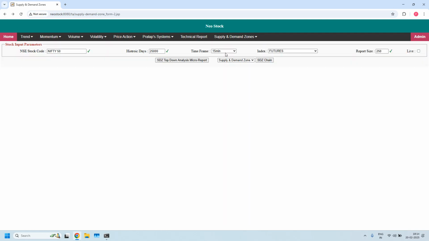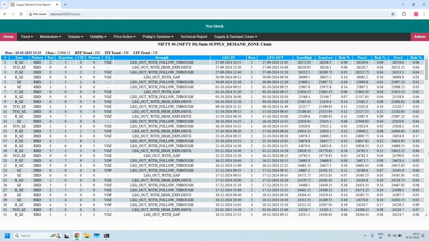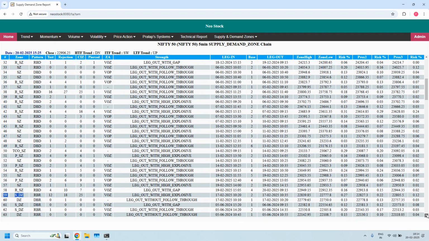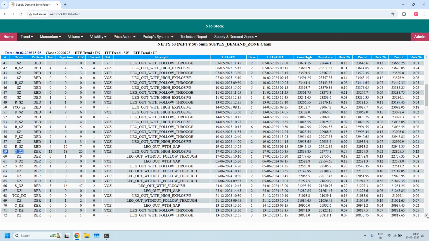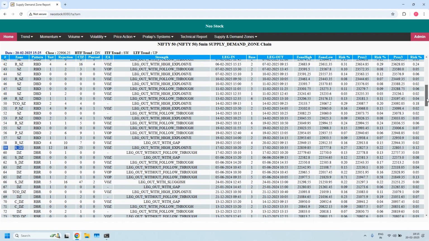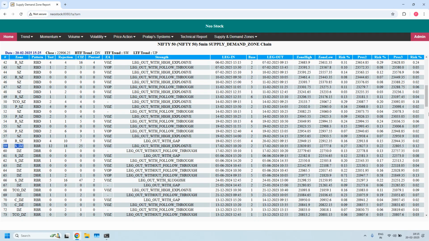Next, 5-minute supply demand zone chain for Nifty. All are supply zones. I'm scrolling the list down. And serial number 59 is the nearest demand zone to the current closing price. So let me put it in the center. Okay.